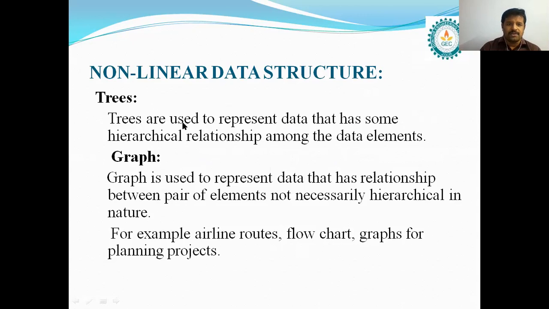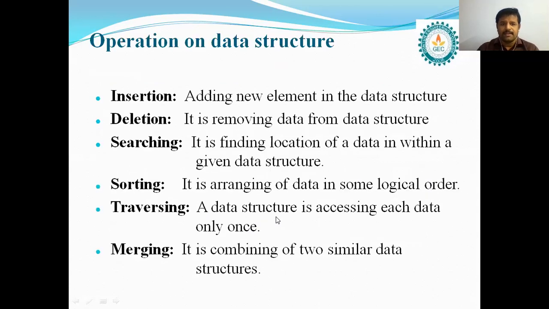Generally, in the case of trees, the root node is at the top and the remaining nodes and links are at the bottom. And coming to the graph, a graph is used to represent data that has a relationship between pairs of elements, not necessarily hierarchical in nature, right? So it shows the relationship between each pair of elements. For example, airline routes, flow charts, graphs for planning projects. All these are examples of graphs.